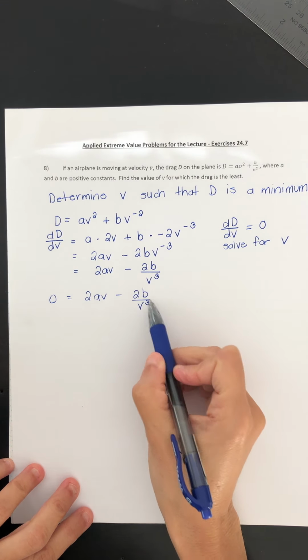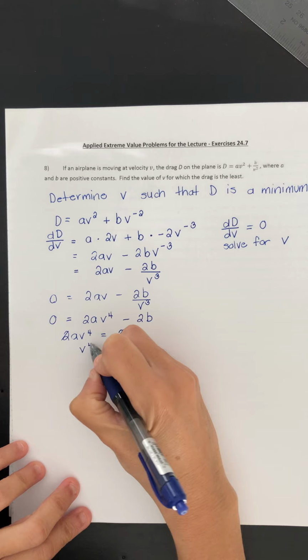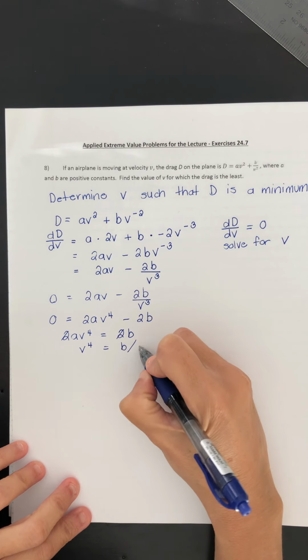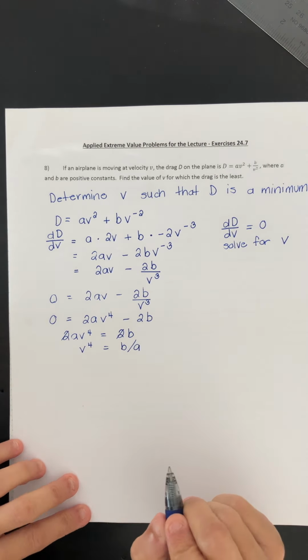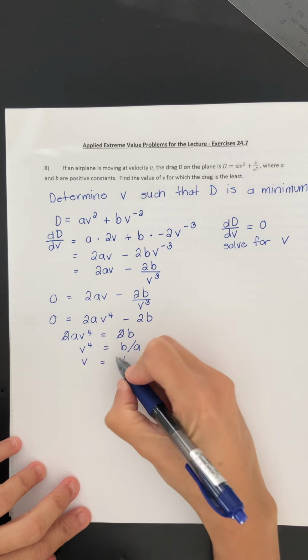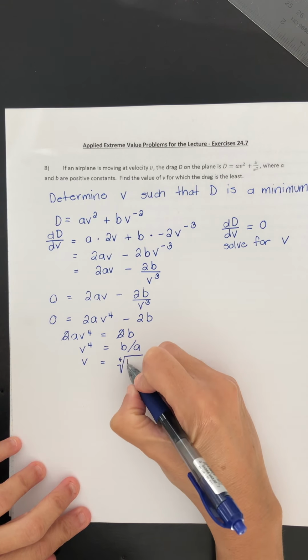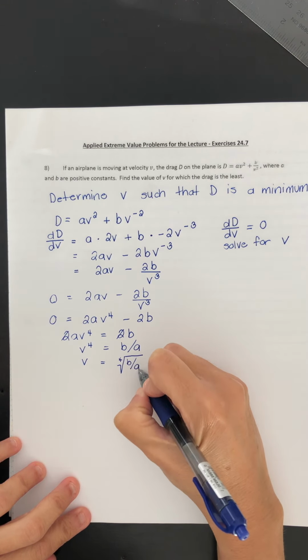So 2a v to the 4 is 2b. And that would, of course, be the same as a times v to the 4 is b. V to the 4 is b divided by a. And so then how do you find v? You take the 4th root. So v is equal to the 4th root of b over a. So now we've executed this part of the solution as well. So that's the correct velocity.